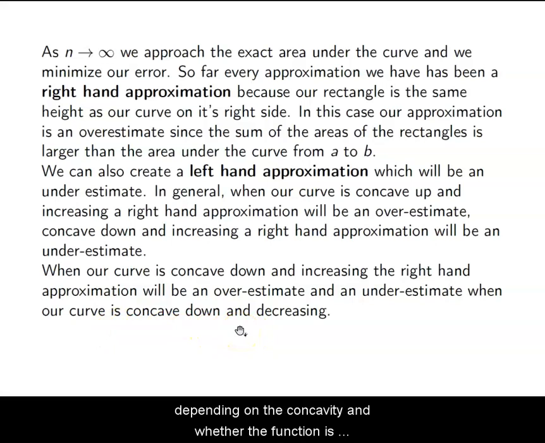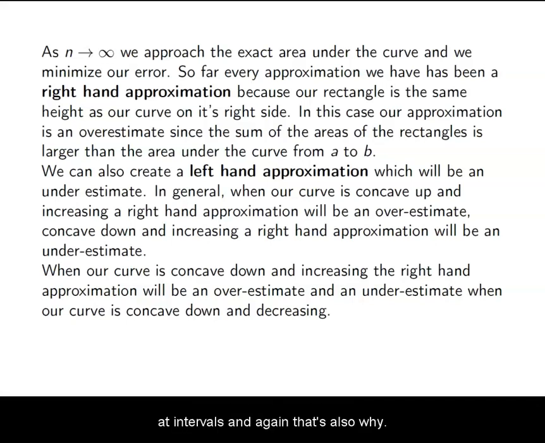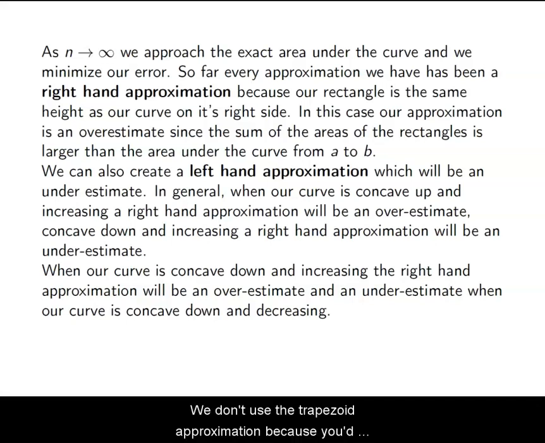So depending on the concavity and whether the function is increasing or decreasing over our interval a to b, that will determine whether a right-hand side is an over approximation or under approximation, and same with the left-hand side. The left-hand side can be an over approximation, and it can be an under approximation. It just depends on the concavity and whether the function is increasing or decreasing over that interval. And that's also why we don't use the trapezoid approximation, because you'd have to really analyze your curve in order to get the best approximation.